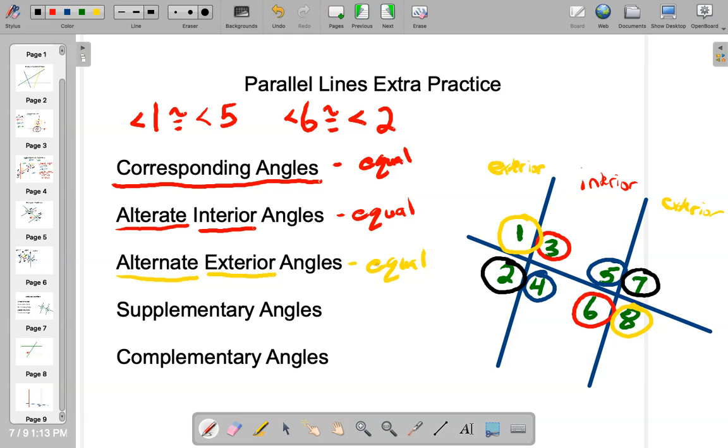Big keys to remember here when we're talking supplementary, that means angles that add up to 180 degrees. And there are many combinations of that. For example, angles 1 and 2, angles 2 and 4, angles 5 and 6, angles 5 and 7, tons of supplementary. And when we're working with parallel lines, frequently we don't have as much for complementary angles, but just a reminder that those do add up to 90 degrees. But since we're working with a full circle of angles, which add to 360, we do not work with complementary angles very much, but they do still come up once in a while.